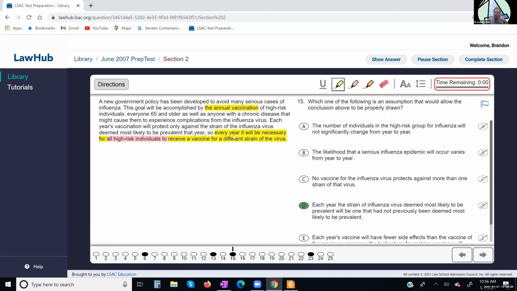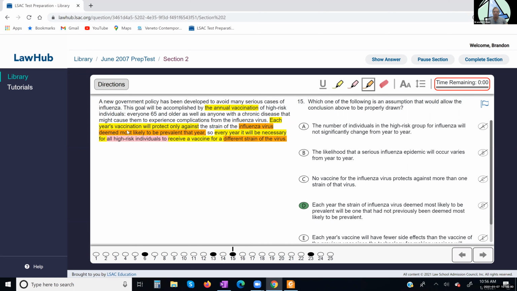Why would we need a different strain? Where did different strain come from? They never talked about different strains being specifically what we need. Instead, what they said is that each year's vaccine will protect only against the strain most likely to be prevalent that year. So my two oranges are not on target, even though the author wants you to think so. The reason they're saying a different strain of the virus is because it's only going to cover the virus deemed most likely to be prevalent.